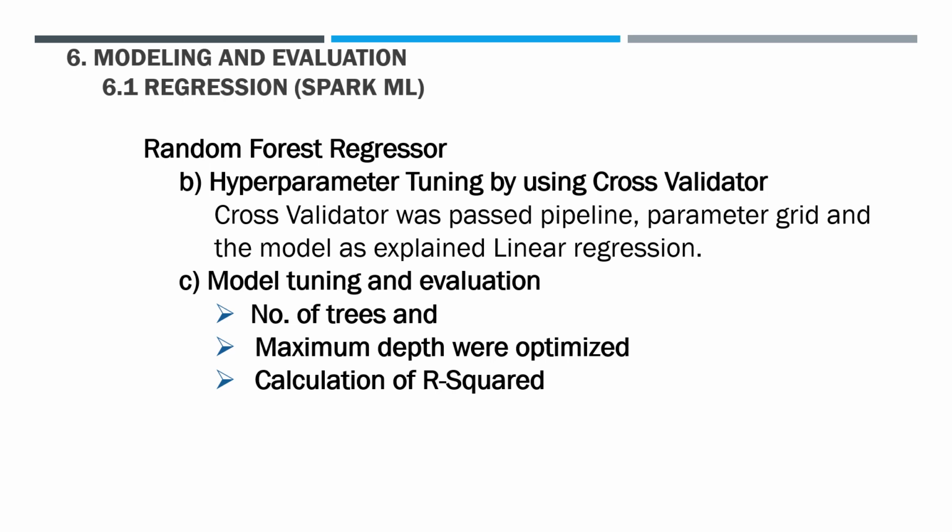In linear regression modeling, the hyperparameter tuning was done after running the model. But in case of a random forest regressor model, hyperparameter tuning was made part of the model. So again, a cross-validator was used. It was passed the pipeline, the parameter grid, and the model itself, just as in case of linear regression. And then the model was tuned for number of trees and maximum depths. And for every run of the model, R squared was calculated to evaluate the performance.